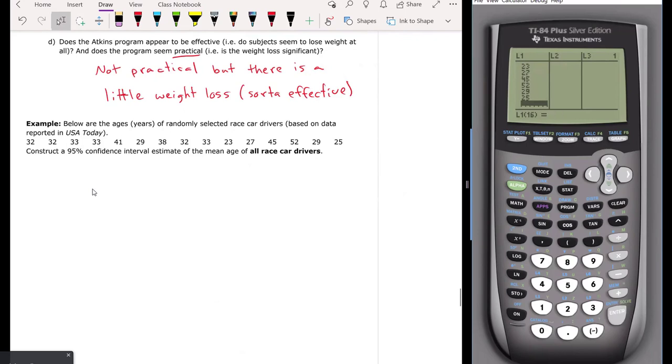Okay, once you get all that in, just hit stat, go to test, and then you'll be doing Z or T interval on yours, and then you want to pick data, and then just go down to calculate.